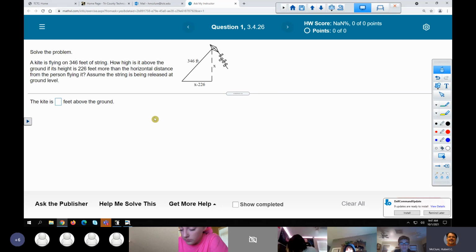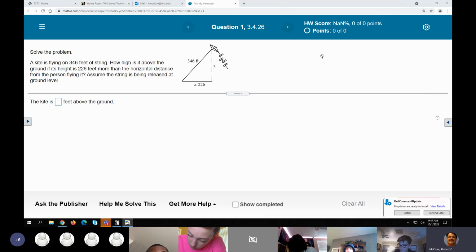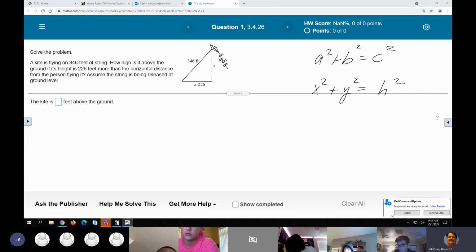And I like to put these on the test. Pythagorean theorem. What does the Pythagorean theorem say? The Pythagorean theorem says a squared plus b squared is equal to c squared. Or x squared plus y squared is equal to h squared, which is the hypotenuse. However you want to do it, I really don't care. They're wanting to find x, so you can do it however you want to.